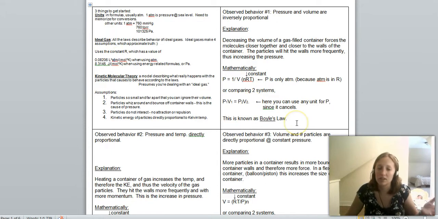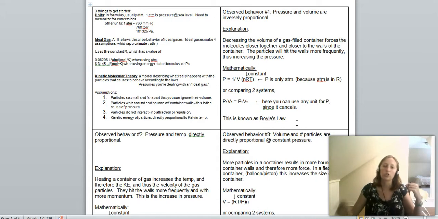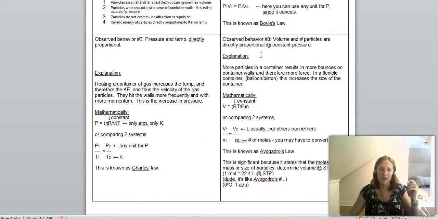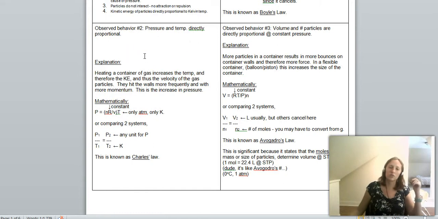This is Boyle's law. It's named after the person that observed that pressure and volume are inversely proportional, and that also they multiply together to be a constant. All right, so that was the first thing that we saw with gases. And the second thing that was seen with gases was that pressure and temperature are directly proportional. So if you increase the temperature, the pressure will go up.